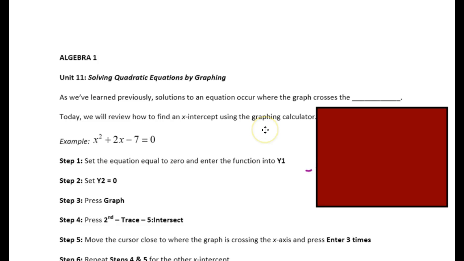Alright, so this is the last part of the chapter. What you've been doing so far this chapter is learning how to solve the quadratic equations, first by factoring it, setting it equal to 0, and then we learned that when you can't factor it, to use the quadratic formula.